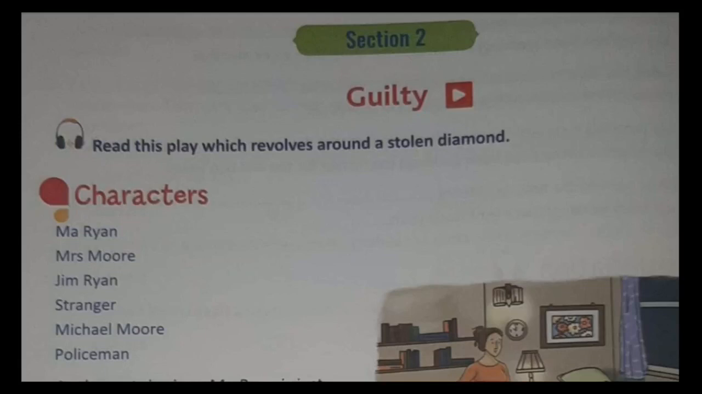So today, as you can see, the topic is "Guilty". We are going to start a new chapter from your New Pathways, heading towards Unit 6, Section 2. The chapter name is "Guilty". This is a play, or you can say a drama, where some acting is going on somewhere on the stage, or maybe recorded, or maybe live.